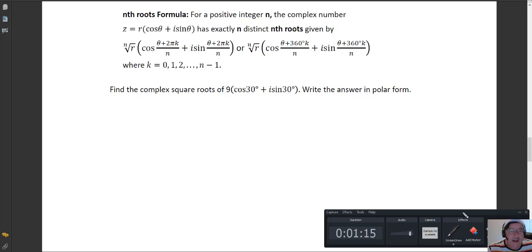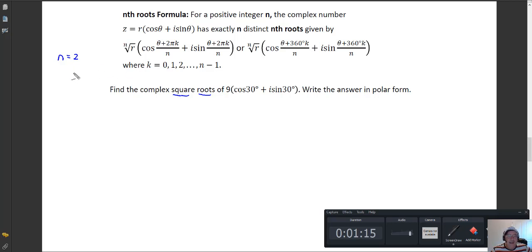All right, so it says find the complex square roots of this complex number in polar form, 9 times the cosine of 30 degrees plus i sine 30 degrees. Now, if they want the square roots here, we're going to have to identify some numbers here. n would be 2. All right, so if it was cube roots, n would be 3. Fourth roots, n would be 4.